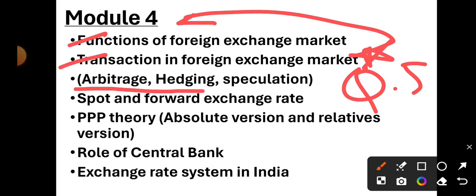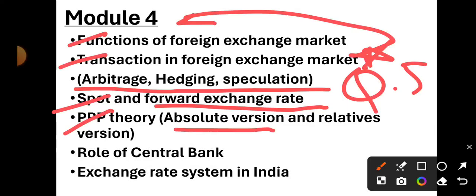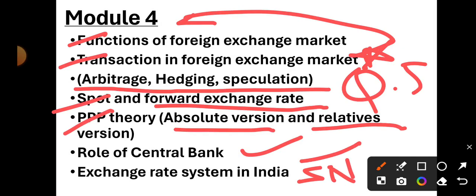They can ask you about transaction in short notes also, और they can ask you about a long answer also. Arbitrage, hedging and speculation, इसको कभी कभी ये लोग short notes में पूछते हैं, कभी कभी merge करके they can directly ask you in the question number in a long answer. Spot and forward exchange rate we need to learn. Purchasing power parity theory, in which we have two versions, absolute and relative versions. So दोनों का भी अच्छे से preparation करना है. Role of central bank and exchange rate in India, इसको आप short notes के लिए prepare करेंगे.